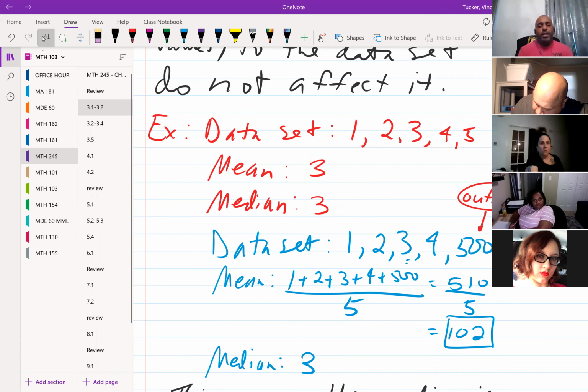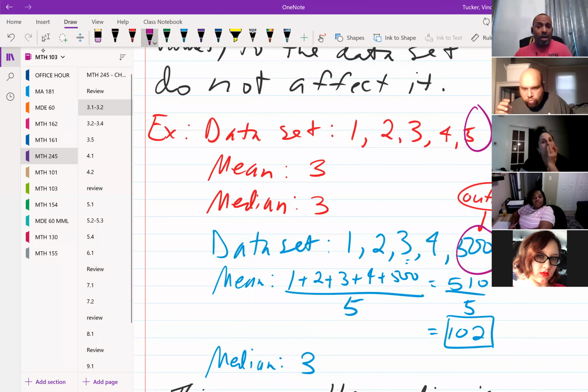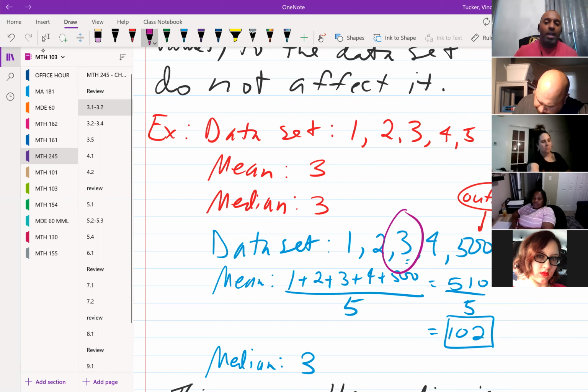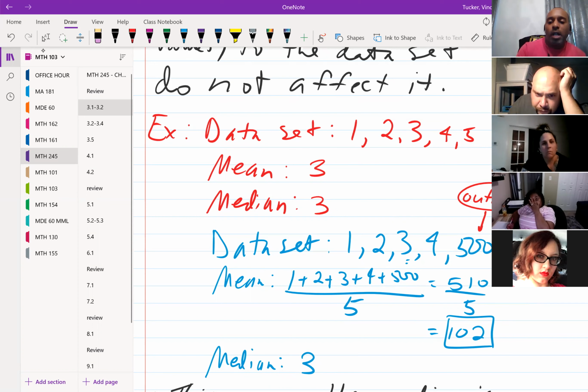Now if we look at that same data set, but let that 5 now be 500. In other words, that 500 is an outlier. If I were to add them together and divide by 5, my average is now 102. But my median is still 3. So the presence of the outlier did not affect the median. And so that's what it means for a data summary to not be affected by an outlier. Your median and your mean are summaries of data.